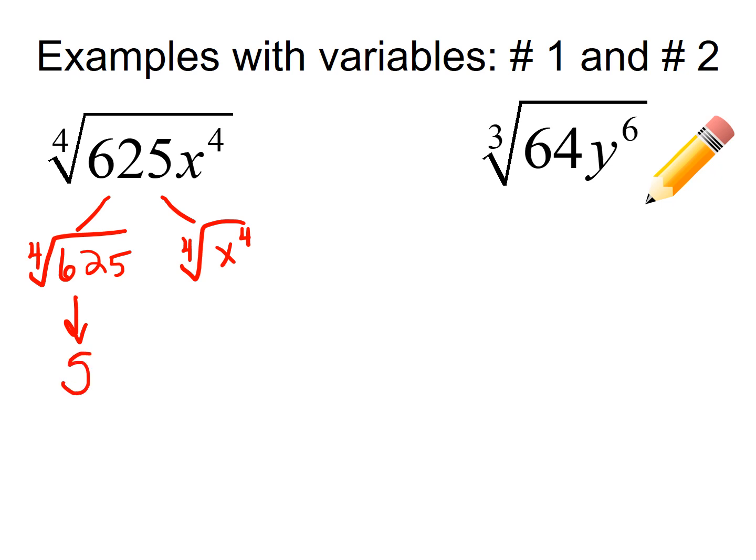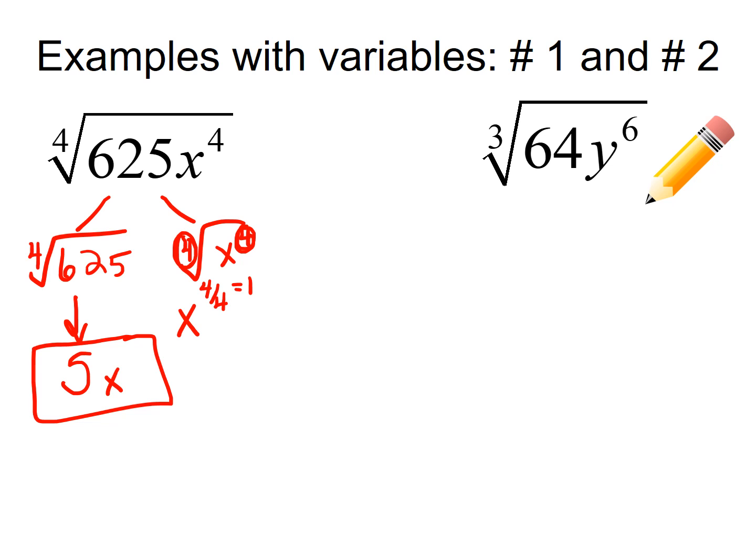Now, we have the fourth root of x to the fourth. Well, if we rewrite this as a rational exponent, we know that the power is going to be my numerator and the index is going to be my denominator. Well, x to the 4 divided by 4, well, 4 divided by 4 is just 1. So the fourth root of x to the fourth is just x to the first. So my final answer is 5x.